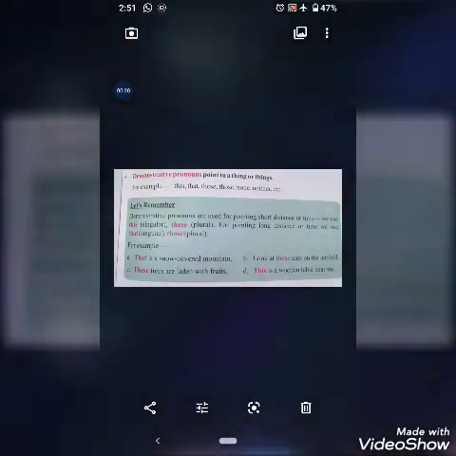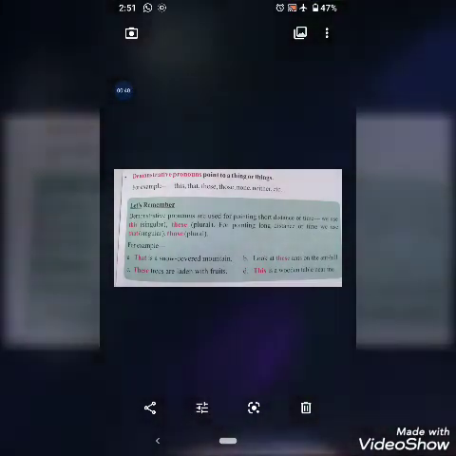Now, continuing with the pronouns, we have come to the demonstrative pronouns. Demonstrative pronouns point to a thing or things. Beta, demonstrative pronouns are those pronouns which we use to point out someone or something. जैसे हम इशारा करके कोई चीज बोलते हैं, जैसे वो बच्चे, those children, ये लड़की, this girl. So, हम उनको इशारा करके बोल रहे हैं, point out कर रहे हैं. So, these are the demonstrative pronouns. For example, this, that, these, those.